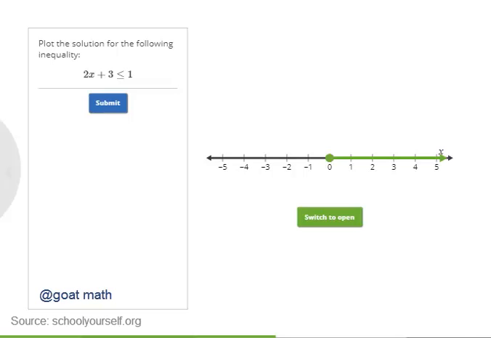Now it's time for you to solve and graph inequalities. First up is this inequality. 2x plus 3 is less than or equal to 1. So first, solve this inequality and then graph it over here. And feel free to ask for a hint if you get stuck.